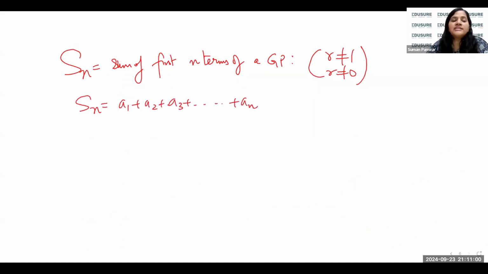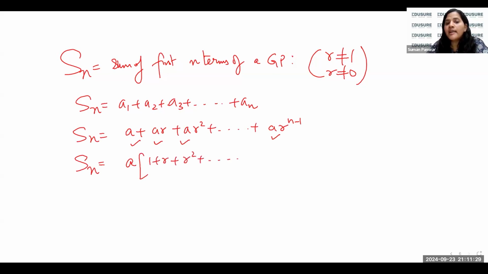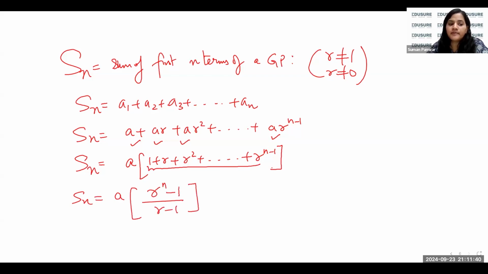So Sn would be, what is a1? a. What is a2? ar. What is a3? ar square. And what is an? ar^(n minus 1). Please pay attention. The derivation is not important, but see what is happening. So Sn is this. Now we can take a common from each term because each term is having a. So this is a(1 plus r plus r square till r^(n minus 1)). And this particular expression can be written down as (r^n minus 1) upon (r minus 1).